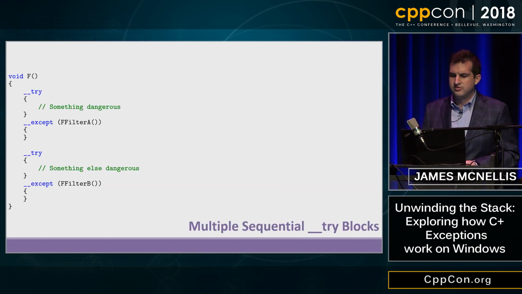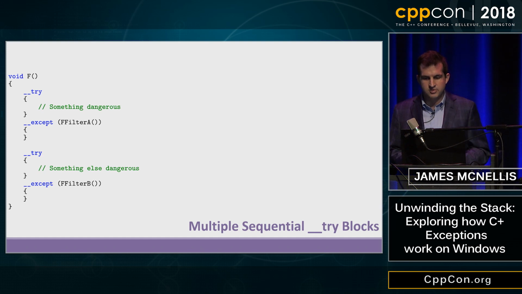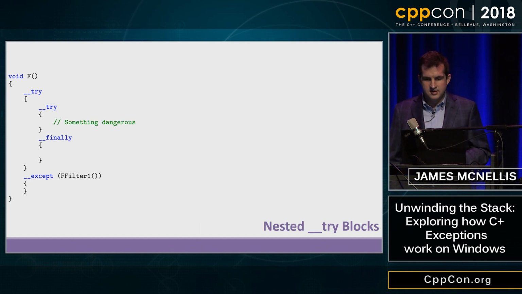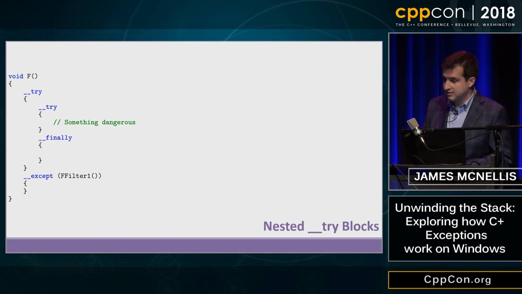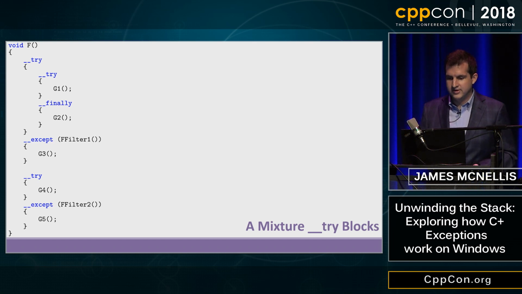So the naive approach the compiler could take would be to register a handler on entry into each try block and unregister the handler when control leaves the try block. But this is not so great because a function can have more than one try block. Here, for example, we have a function with multiple sequential try blocks, and here we have a function with nested try blocks. But for discussion purposes, let's consider a function that has a mixture of both. So what is the compiler going to do with this function?